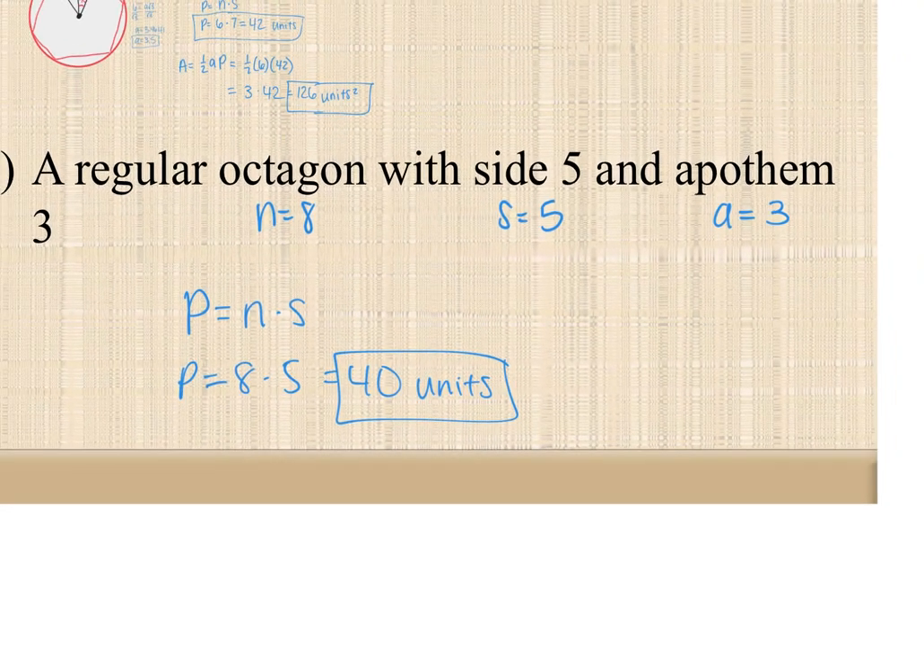How would I find the area? 1/2 times the apothem times the perimeter, right? Or you can just do A and S, right? But we just found what N times S was. So our area is going to be 1/2 times the apothem, which is 3, and then times the perimeter. And this will give me an area of 3 times 0.5 times 40, should be 60 units squared.